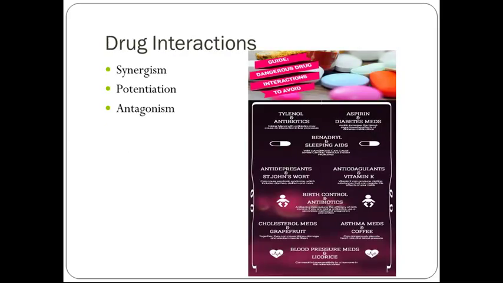Synergism is where the action of two drugs working together simultaneously gets us that therapeutic effect. So most commonly, many people are doing this with antihypertensive medications. So they are taking a beta blocker and an ACE inhibitor in order to get that therapeutic effect and get that blood pressure down.